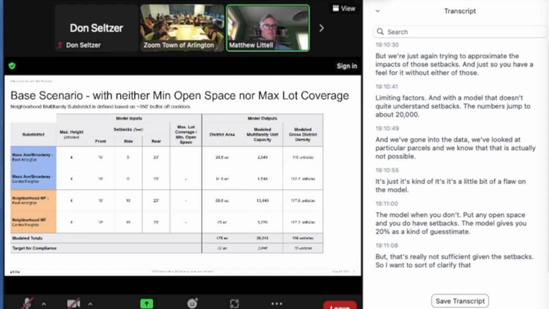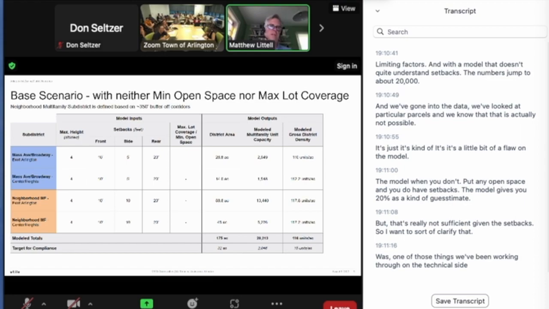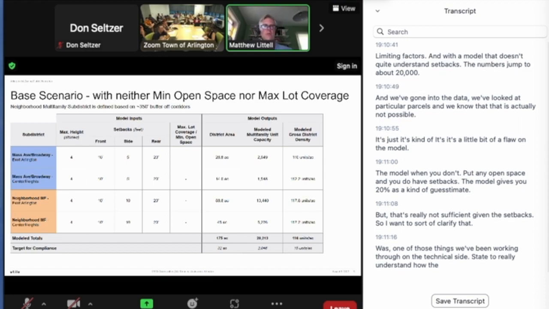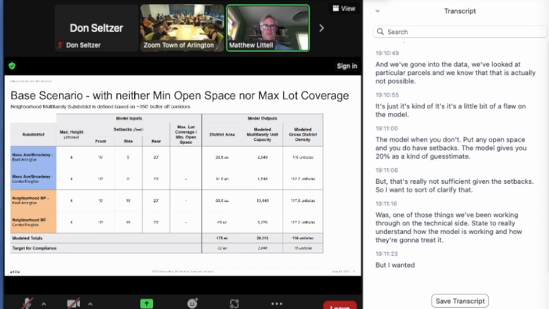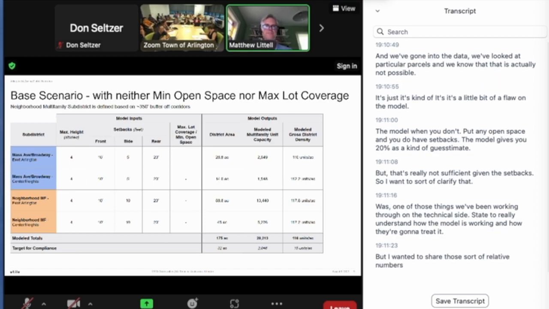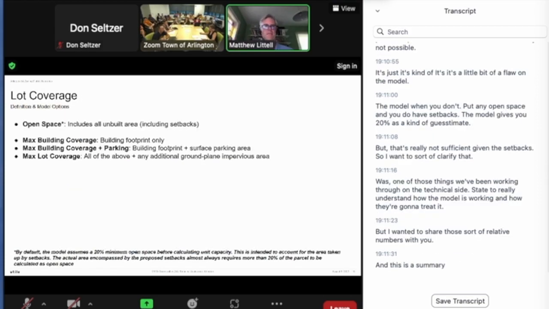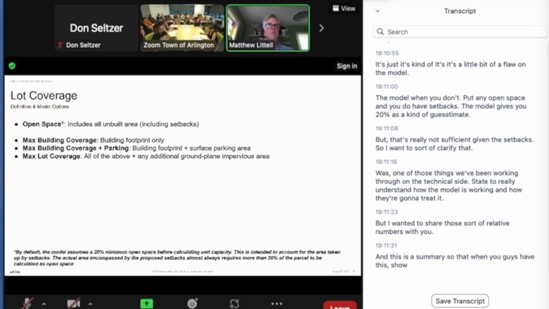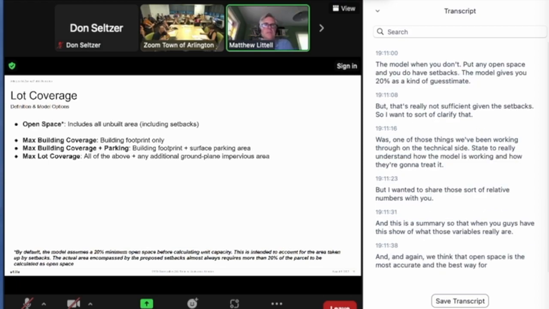That was one of the things we've been working through on the technical side with the state, to really understand how the model is working and how they're going to treat it. But I wanted to share those relative numbers with you. And this is a summary so that you have a view of what those variables really are. Again, we think that open space is the most accurate and the best way for us to account for those setbacks.